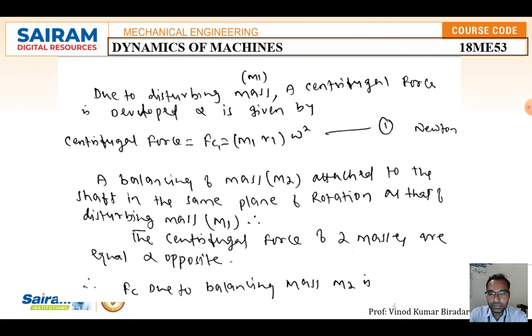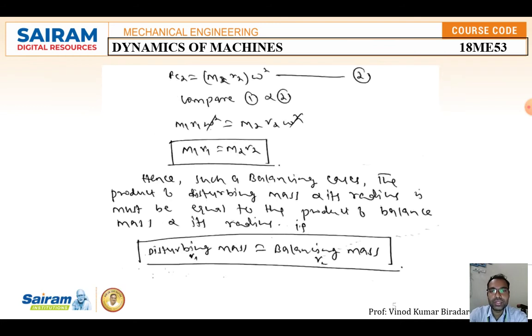Due to that, the centrifugal force for mass 2, fc2, is equal to m2 r2 omega square. Give it equation number 2. Compare equation number 1 and 2. So you are going to get m1 r1 omega square is equal to m2 r2 omega square. The omega square on both sides gets cancelled. So m1 r1 equals m2 r2. So this is about the perfect balancing.